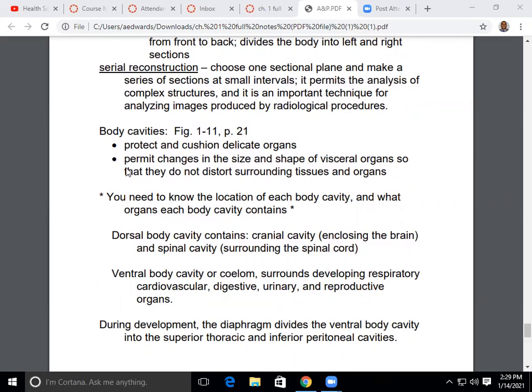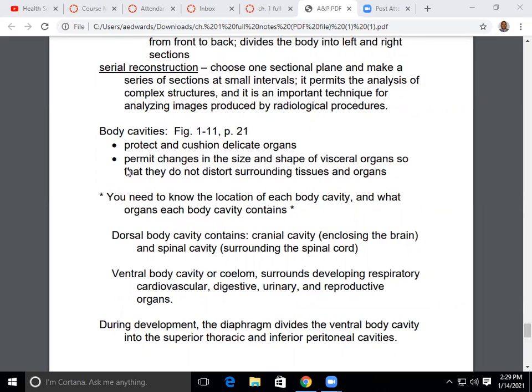So dorsal means the back of the body. Like if I was a shark and had a dorsal fin, that's the back of the body. The dorsal body cavity is said to have a cranial cavity, housing your brain, and a spinal cavity, housing your spinal cord, right? The ventral body cavity, ventral means front, okay?